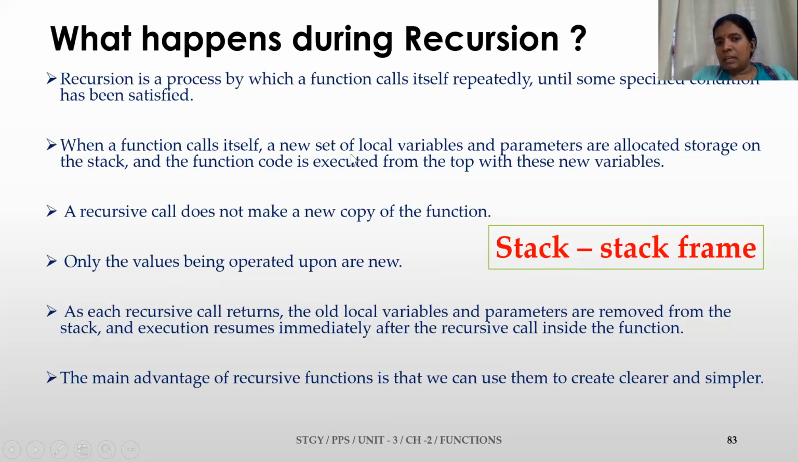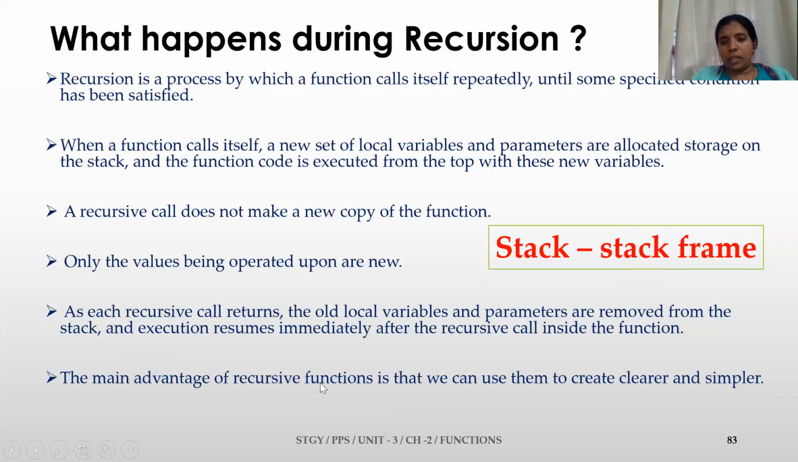When a function calls itself, a new set of local variables and parameters are allocated on the stack, and the function code is executed from the top with these new variables. These are called a stack frame. The values that are pushed into the stack to allow recursion to happen are called a stack frame. A recursive call does not make a new copy of the function, only the values are updated each time. So stack above stack is created to update the values each time. Whenever a recursion returns, the old local variables and parameters are removed from the stack, and the execution resumes immediately with the next recursive stack.